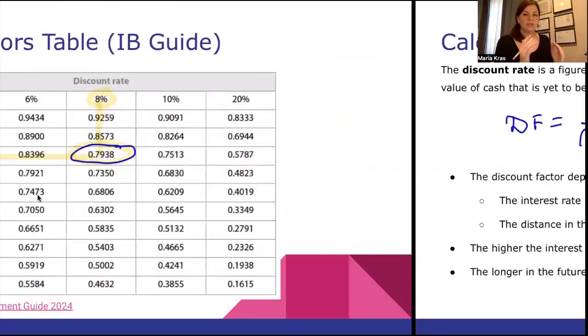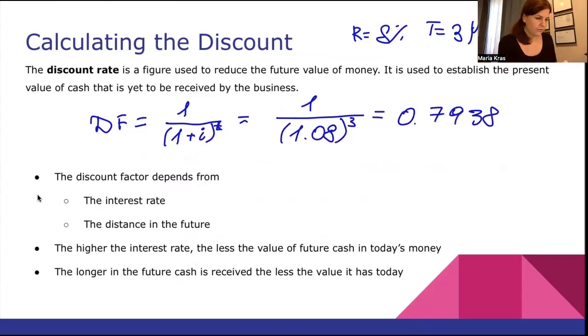The reason why I wanted you to know that, even if we don't get this question on the exam, is that you need to understand that this discount factor depends on the interest rate and on the time. Because both of them are located in the denominator, the higher the interest rate or the time is, the less value your money in the future will have.